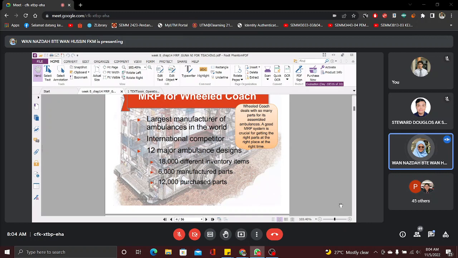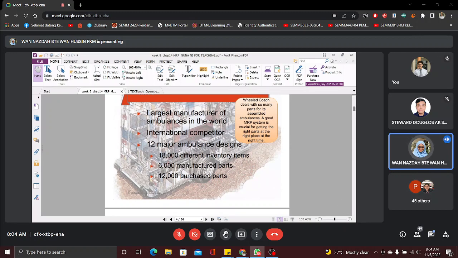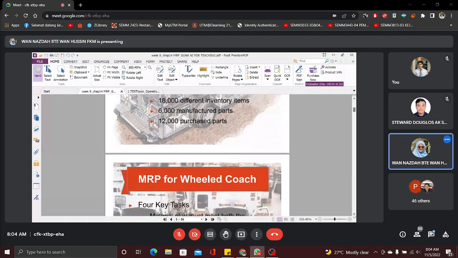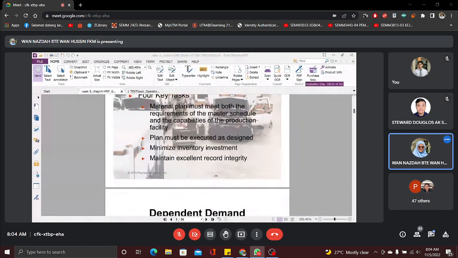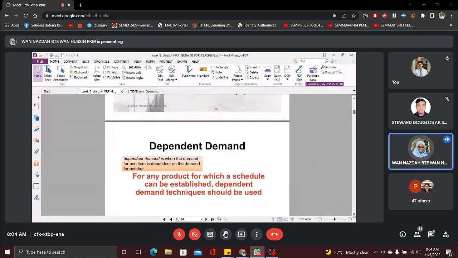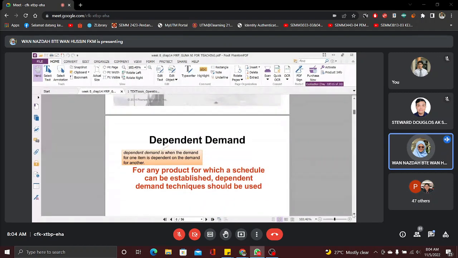So there are several types of ambulance. Okay, so you will see many parts that have to be ordered before you will be able to complete the final assembly of the product. Ada siapa lagi? Saya bagi Chan ada lagi beberapa few seconds. Alright. So this is the dependent demand. You can see the definition for dependent demand here.